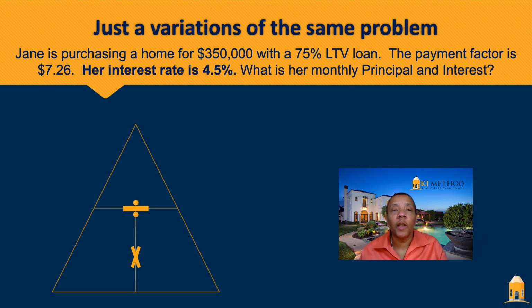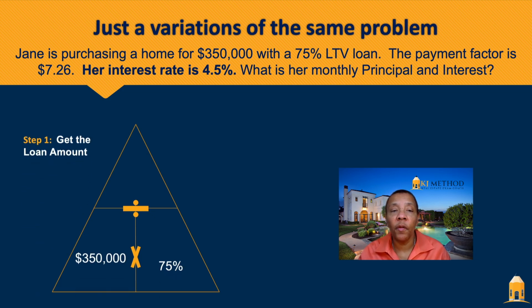Let's look at a variation of the same problem. She's purchasing her home for $350,000. Here's one where we're going to have to figure out that loan amount first, because loan amount is pretty much the first step in many of these problems. So let's look at it. $350,000, 75% LTV. The payment factor is 7.26. Her interest rate is 4.5%. What is her monthly principal and interest? Well, let's get the loan amount first. You guys know how to do that. 350 times 75%. Her loan is 262.5.